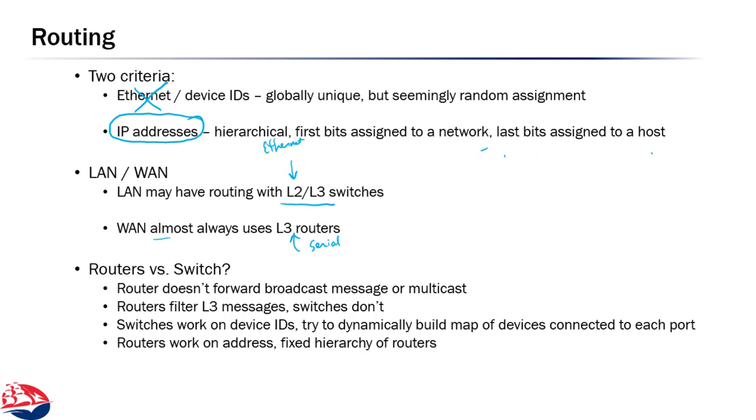So routers versus switches. Routers typically don't forward broadcast messages or multicast messages. Routers are only going to be working at that level 3. Unless they're configured to, they're not going to send a broadcast message out to their next hops. Routers work on level 3 messages. Switches tend to only make decisions based on Ethernet addresses and Ethernet configurations. Switches work with device IDs or interface IDs, and they try to build a tree of connected devices. Routers work on IP addresses, and that's a fixed hierarchy of routers, kind of a map of one router connecting to another router.